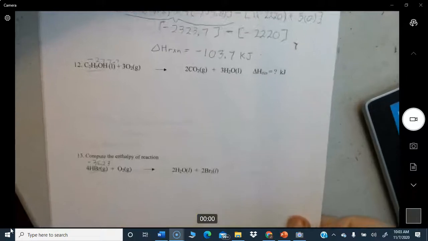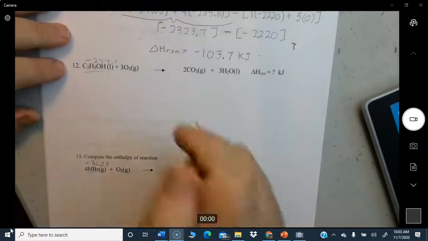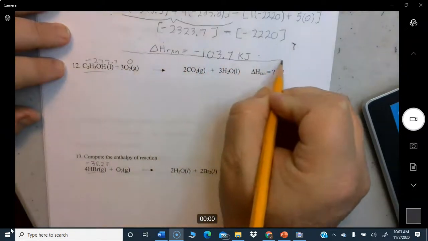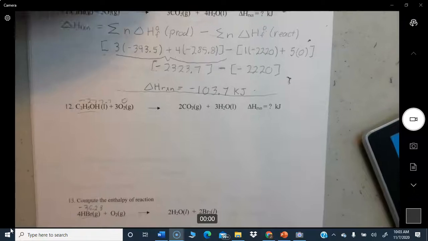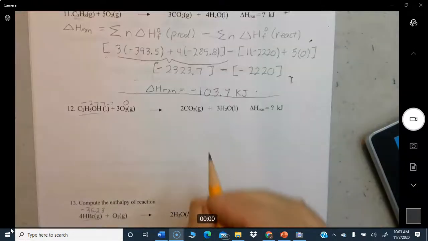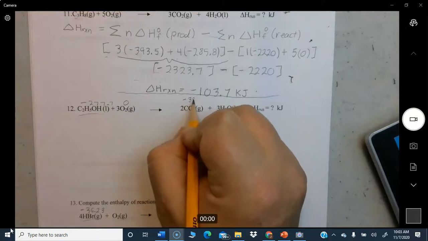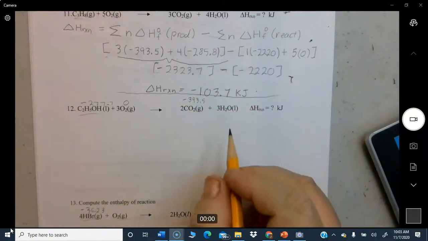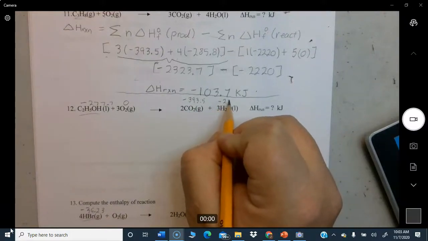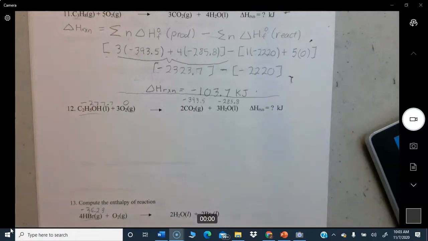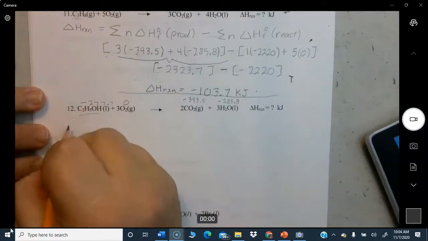Let's go ahead and take care of this problem up here. So for O2 we have 0. CO2, we've done that one before. Come over here, CO2 is negative 393.5. And H2O, it's in liquid form also, and that's negative 285.8. Okay, so you're going to compute this the same way you did the last one.